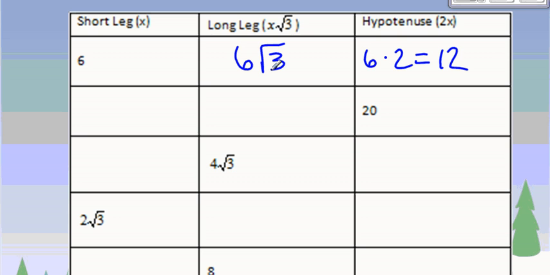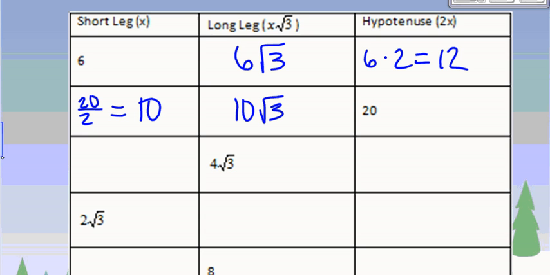So again, that was the most basic. Okay, still basic here on the second one. We're given 20. In order to get the short leg, we're going to divide 20 by 2. So we get our short leg to be 10. So again, we're given the hypotenuse, we found the short leg first, and then we use the short leg to find the long leg. So 10 square root of 3. Because remember, the long leg is whatever you have for your short leg times the square root of 3.